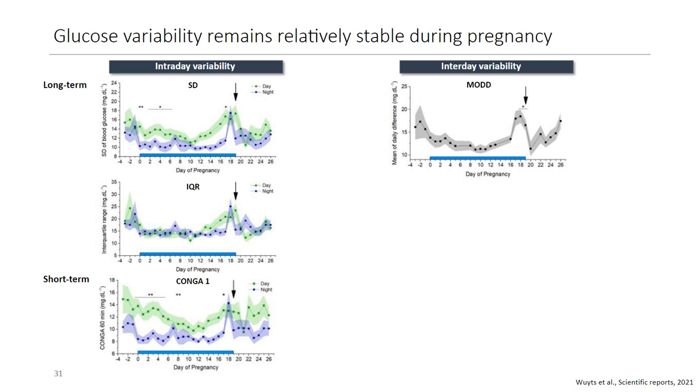And in general, we see that all types of variability are relatively stable during pregnancy. However, they increase towards the end of the pregnancy, so towards the delivery. And this increasing part seems to start earlier in the daytime values compared to the nighttime values.